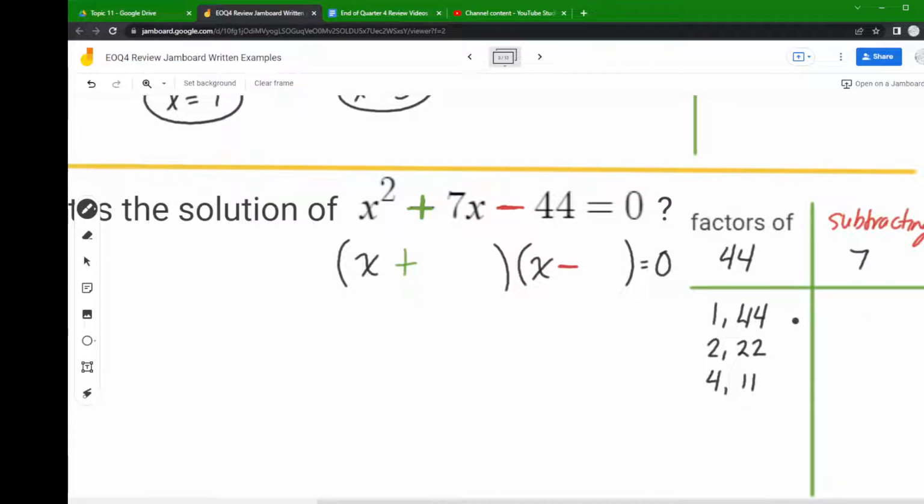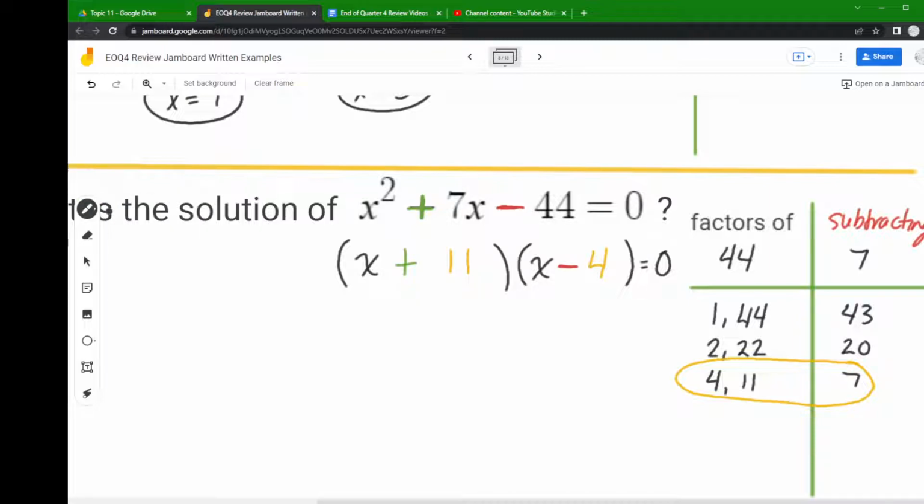And now I just subtract across. All right, I'm going to do the big number minus the little number. So 44 minus 1 is 43. 22 minus 2 is 20. And 11 minus 4 is 7. So that tells me that the 4 and the 11 are the values that I want. And remember, the bigger number goes with your fall down sign. So my 11 comes here with that dropping sign, and my 4 goes in the other parenthesis. If I had flipped those, and when I go back to check myself, this would have turned it into a negative 7 if the 11 and 4 were flopped.